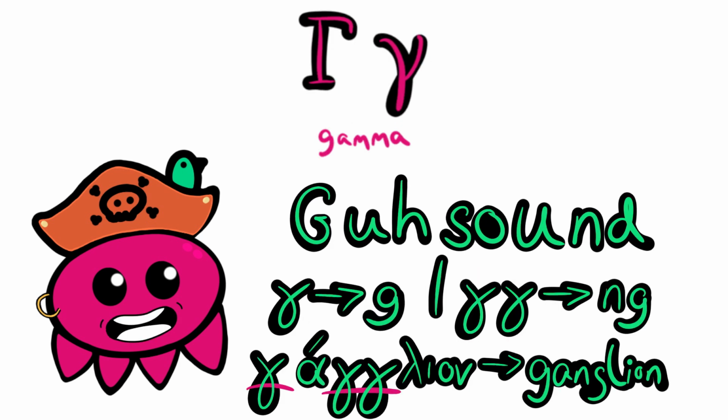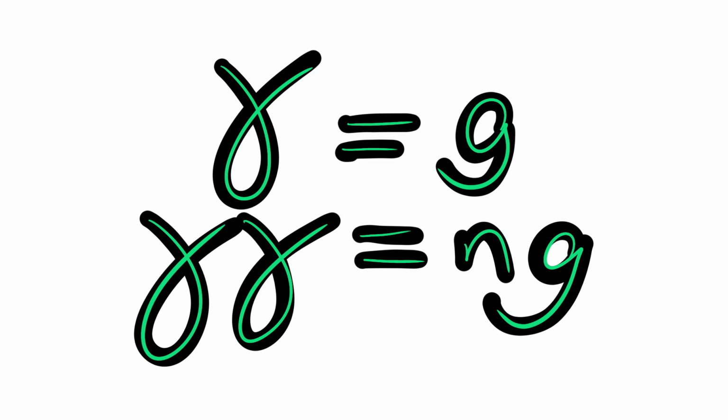The third letter is gamma. It makes the g sound, and it transliterates to a g. But when there's two next to each other, it makes the ng sound, and it transliterates to an ng. And you can see this in the word like ganglion, or ganglion in English. And yes, it means a cyst. I know, gross, sorry. It's just a word that has both sounds. The selection for this isn't great. Just remember that one gamma is the g sound and two gammas is the ng sound.